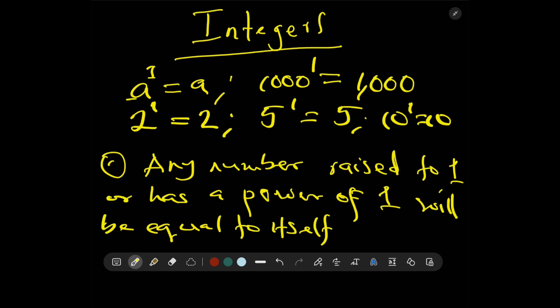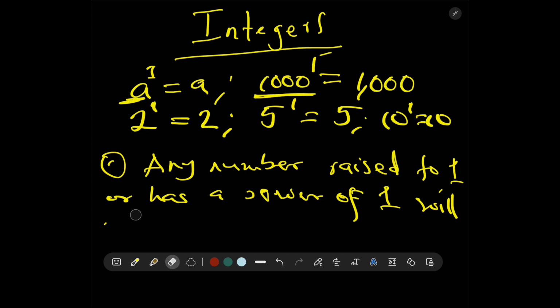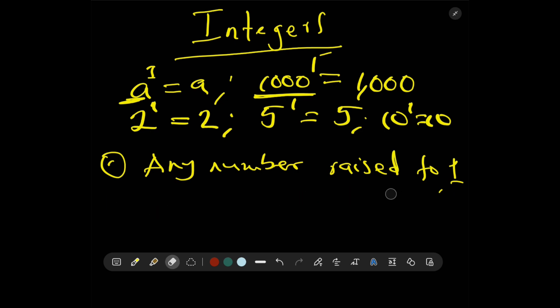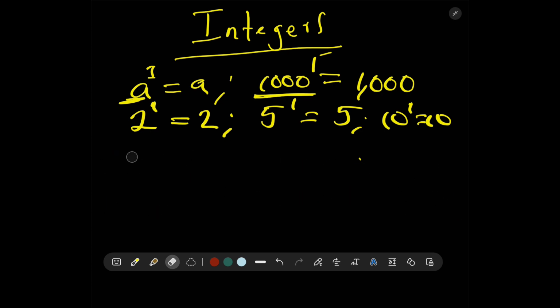This A right here is the base. This 1,000 is the base. This is the power or exponent, and any number raised to the power 1 is equal to itself. That is rule number 1. Let's go to rule number 2.